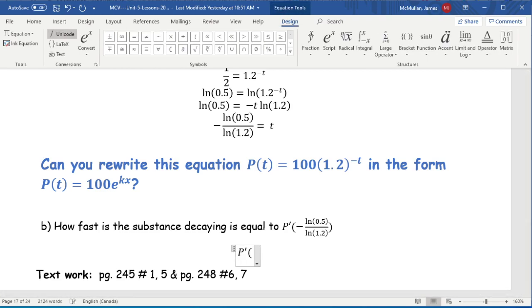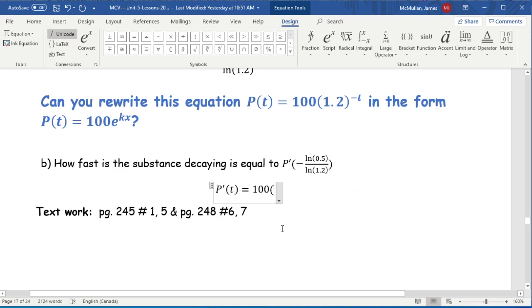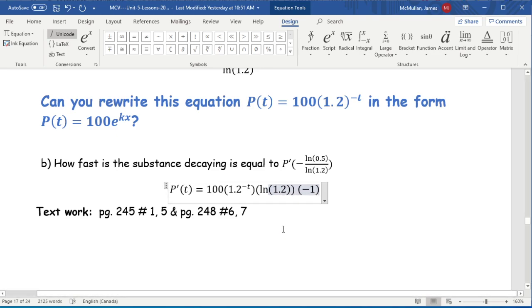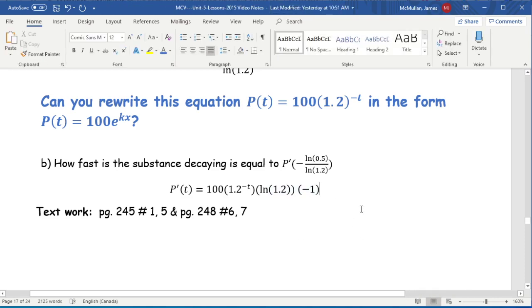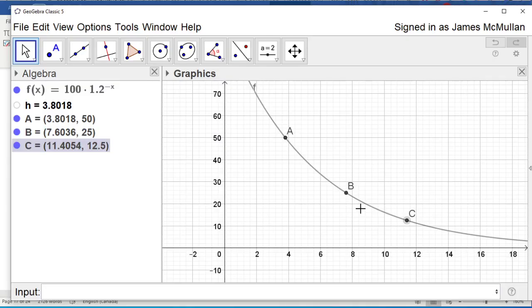So P prime of t is equal to 100. Remember, 100 is a constant, so it just sticks there. Then we do the derivative of the exponent: 1.2 to the power of negative t, don't touch it, multiply by the correction factor, ln 1.2, and then multiply by the derivative of the exponent. So that would be everything you see. Now we put in P prime of, what was the number again? 3.8018.